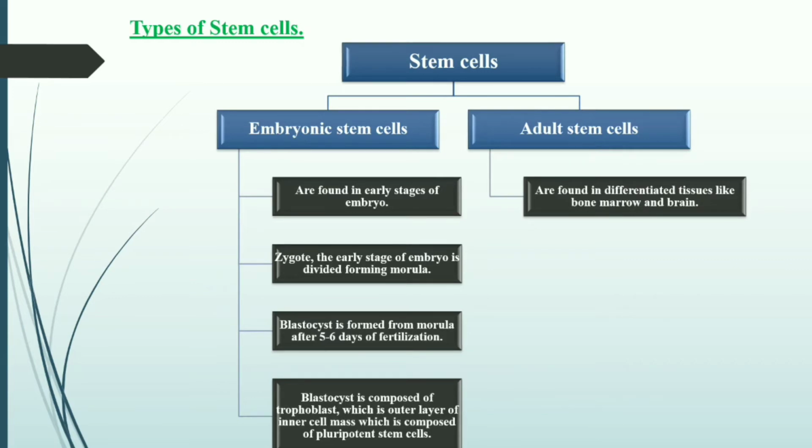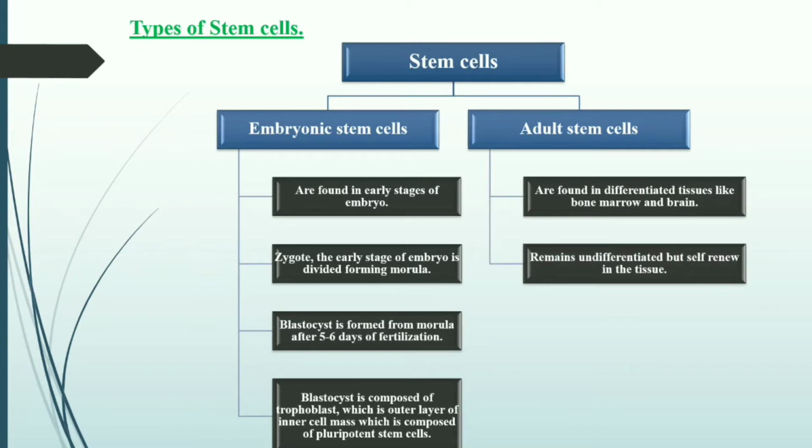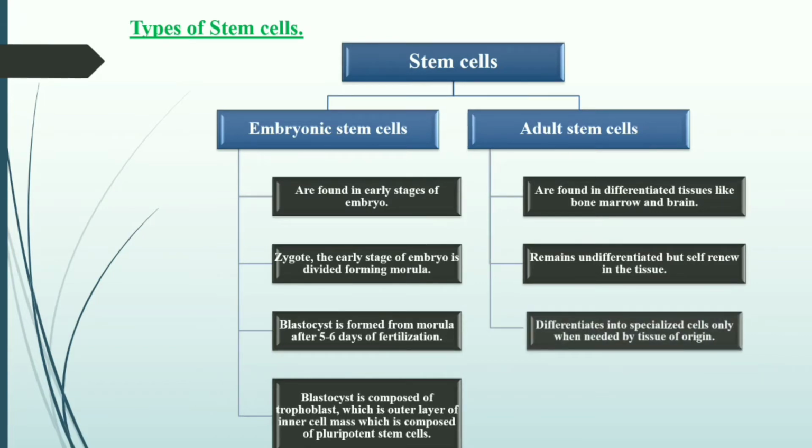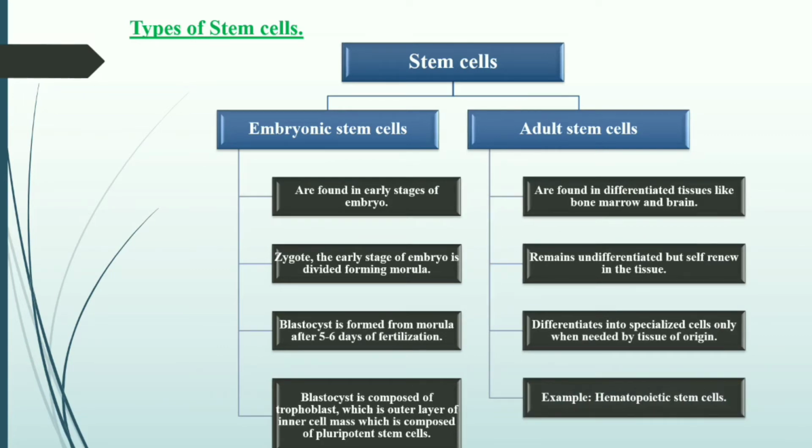Adult stem cells. They are found in differentiated tissues like bone marrow and brain. They remain undifferentiated but always self-renew in the tissue. The differentiation of adult stem cells into specialized cells only takes place when the tissue of origin has the need. Example, hematopoietic stem cells.